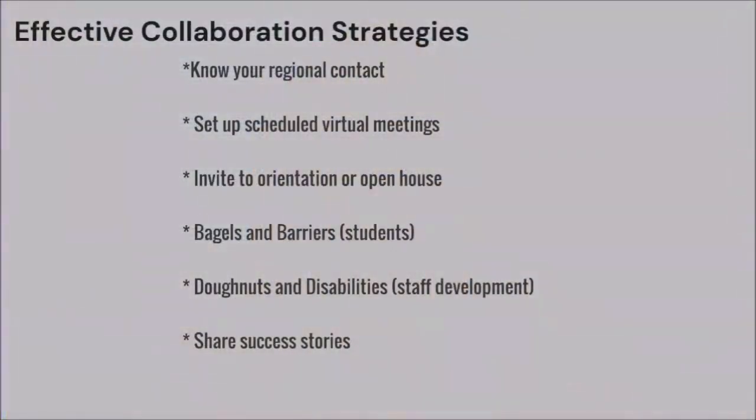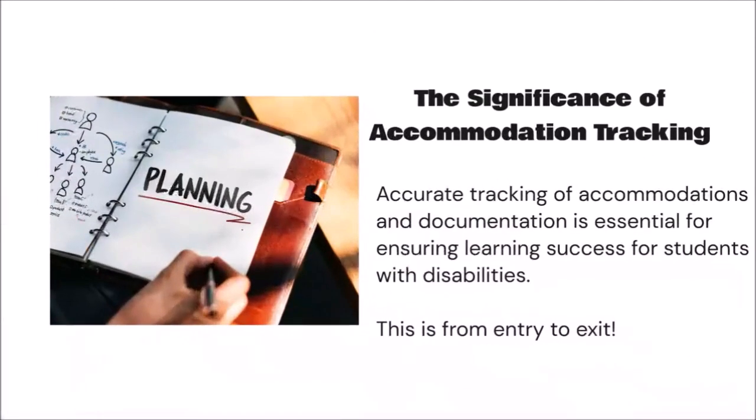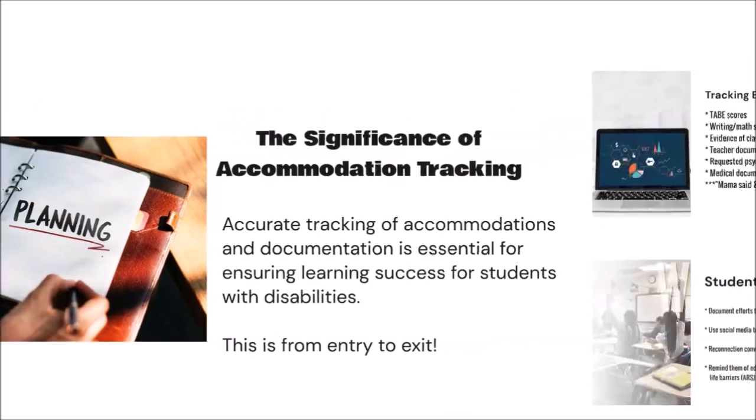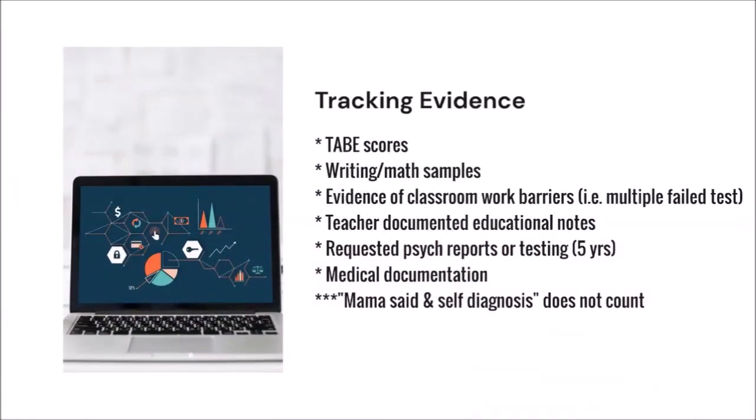And it's important for you to understand how to track those accommodations from entry to exit. It's going to be important for that student to be successful. And in tracking that evidence, you have to have those TABE scores, any writing or math samples, evidence of their classroom work, if they're failing multiple tests, if they're struggling on certain writing samples, if they're struggling on certain academic concepts. We want to document that. And when you document that, make those your educational notes so that that can be used if you have to make a referral to ARS.